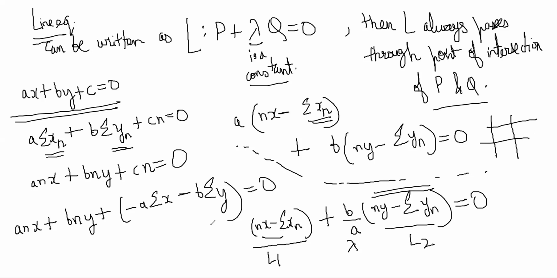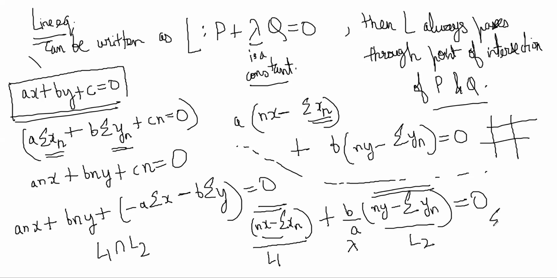So what we have gotten, this equation starting from here, right? We started from here, and instead of c, I wrote cn like this, and then instead of cn, I used this condition, the condition which came from the fact that the algebraic sum of the distances is equal to 0, right? So now you are getting L1 plus lambda L2 is equal to 0. So it always is going to pass through the point of intersection of L1 and L2, and the point of intersection of L1 and L2 will be summation of xn by n comma summation of yn by n, right? See, x will be equal to summation of xn by n and y will be equal to summation of yn by n, so only one point will lie on both of them.